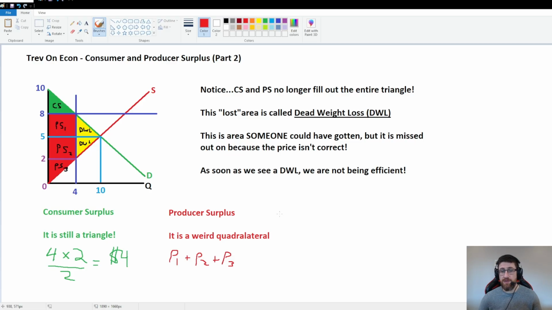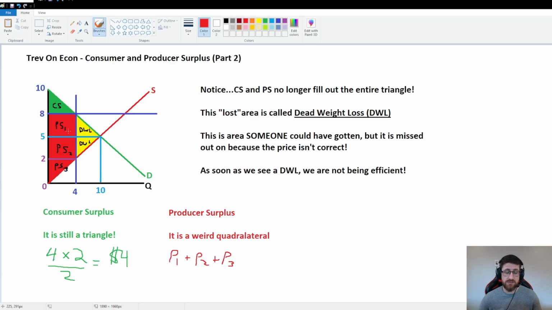Which means we can break it down into pieces and then add them up and get the total area. Now, are there faster ways to do this? Absolutely. We're going to take it slow just again to make sure we get it right. Accuracy beats speed every time here. So P1, well, it's a square.